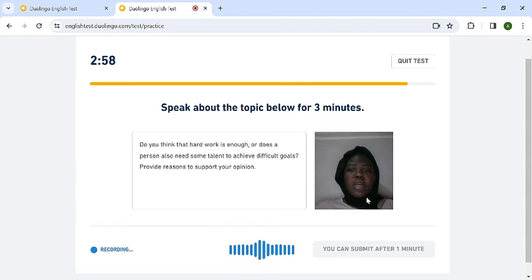Frankly, I think hard work is enough because not everybody is born with talent. The role that talent plays is most times just to make things easier. Hard work would require more effort where there is an absence of talent, right? So I think that hard work is enough. A person doesn't necessarily need talent to achieve difficult goals. Talent might go a long way into making sure that those goals are achieved faster, and the experience is a lot more palatable and enjoyable for the person trying to achieve the goals.